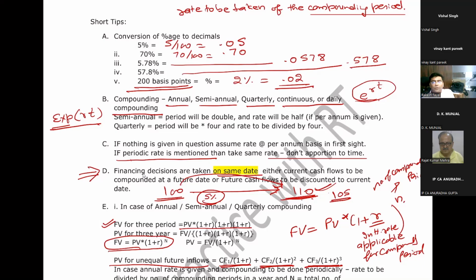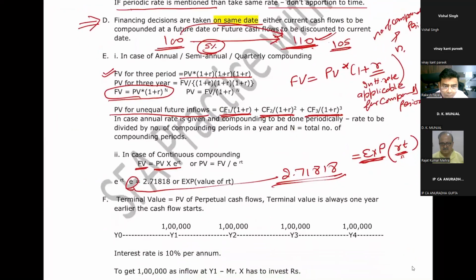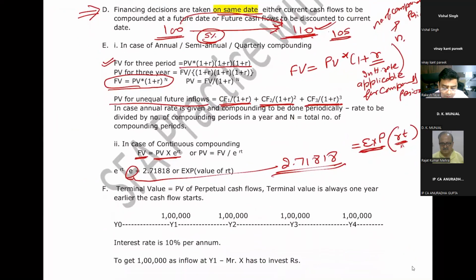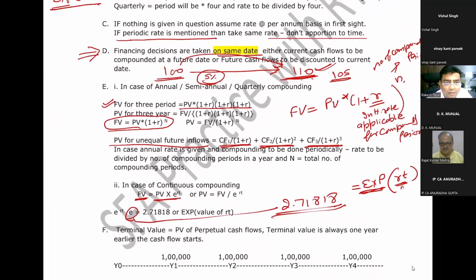Then we have to go for the financing decisions. We need to take cash flows on the same date. That is, either the current cash flows to be compounded to a future date or future cash flows to be discounted to the current date. In case of annual and semi-annual compounding, as I already mentioned, we have to go with the periodic rate adjustment and the number of compounding periods adjustment.